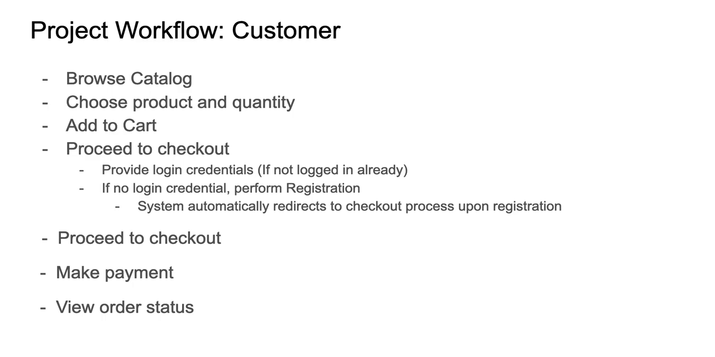So there are two types of project users, mainly divided into two categories. One is customer, and the other user role is admin. So let's discuss what a customer type user can do with the project. A customer can browse catalogs and choose the specific product with quantity to add to cart, and after creating the cart items, the user is able to proceed to checkout.